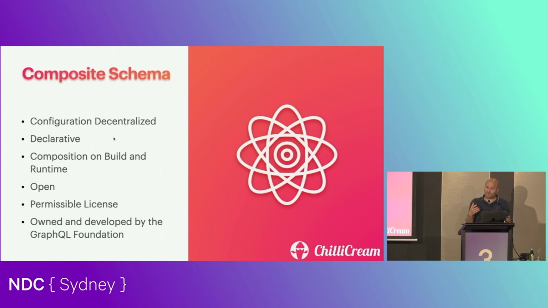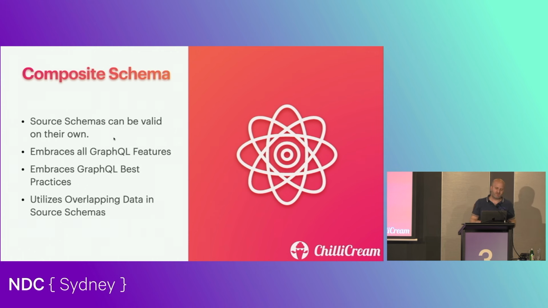The standard that we are working on, the composite schema standard, is open. It's developed under the GraphQL Foundation, and the GraphQL Foundation is part of the Linux Foundation. So it makes sure that this standard is published under a permissive license, and everybody can implement it on their own. So it's available across platforms, and we are working with companies like AWS to get it more widely adopted.